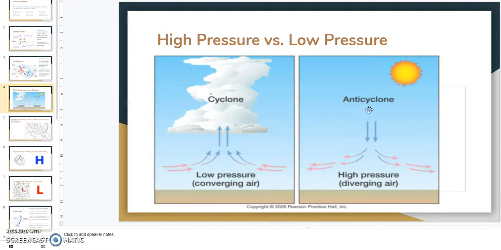I'm not worried about you knowing these terms as far as low pressure and high pressure. I want you to understand what low pressure air and high pressure air does and how that affects weather. High pressure air tends to be cooler and it sinks because it's more dense. Low pressure air tends to be less dense and it rises, and because it rises, it will often form clouds. Sinking air, high pressure air, typically does not form clouds.